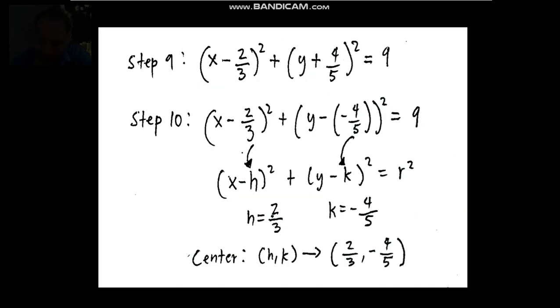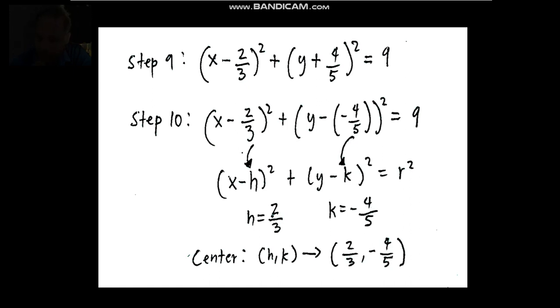In step 9, the trinomial x squared minus 4/3 x plus 4/9 was expressed as x minus 2/3, this quantity raised to the power of 2, while the trinomial y squared plus 8/5 y plus 16 over 25 was expressed as the binomial y plus 4/5, and this binomial squared equals 9. This 9 here is the simplified right-hand side from step 8.